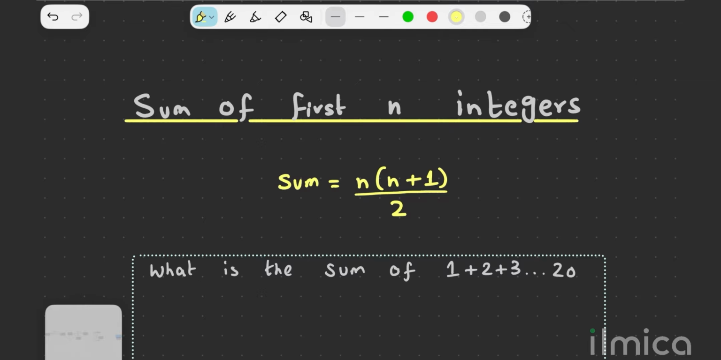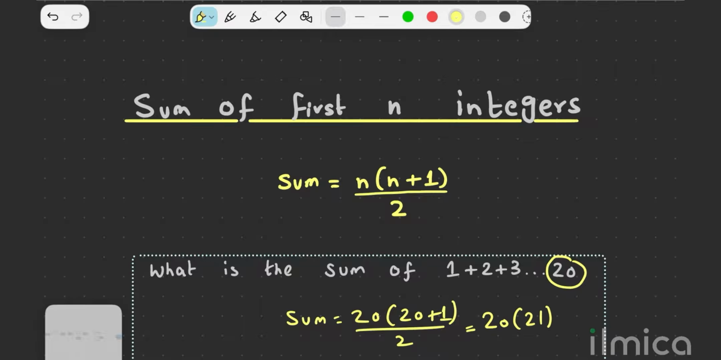So over here, what is going to be your n? n is basically the last integer in this series of numbers. So your sum in this case is going to be 20 times (20 plus 1) divided by 2. Actually, we'll keep 20 times 21 divided by 2. The 2 cancels out. This becomes 10. So finally, the answer is going to be 210.